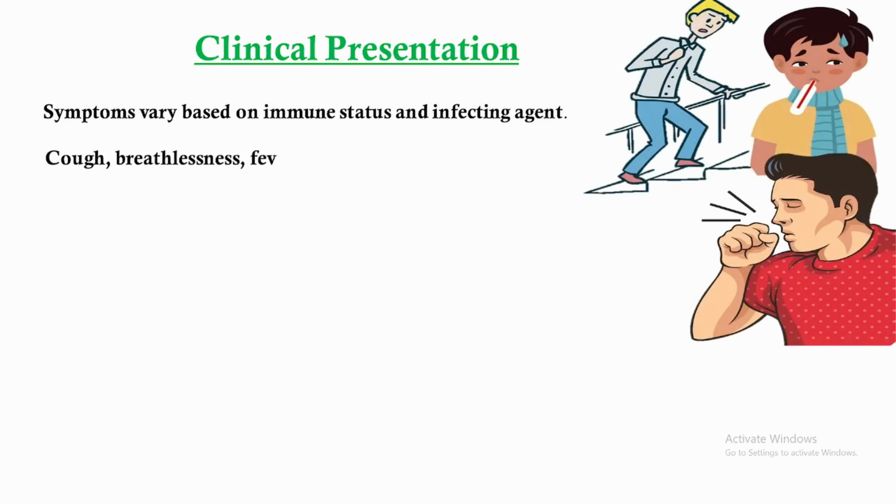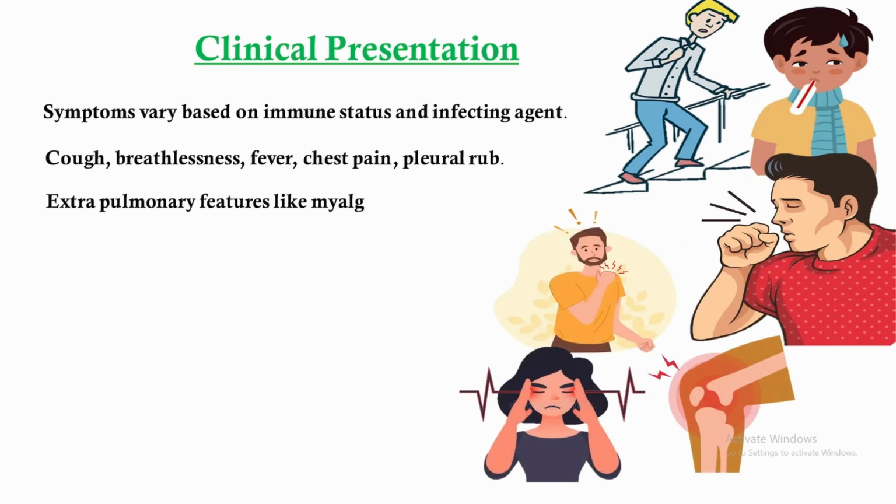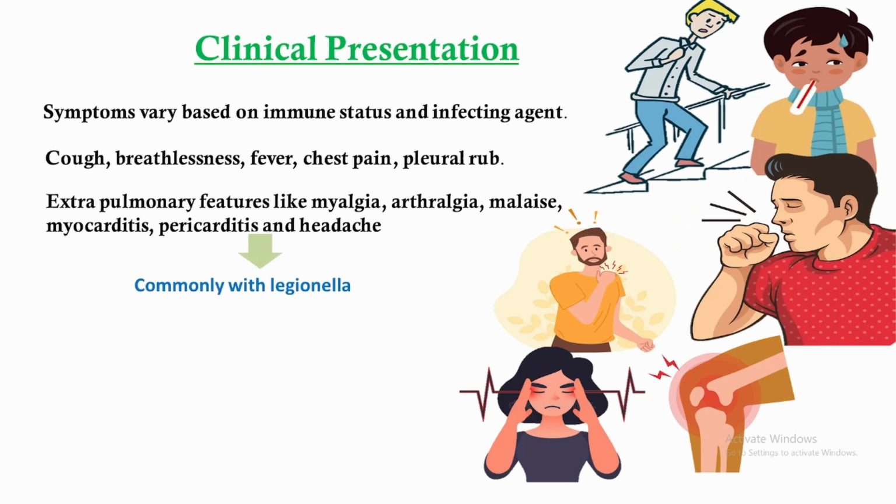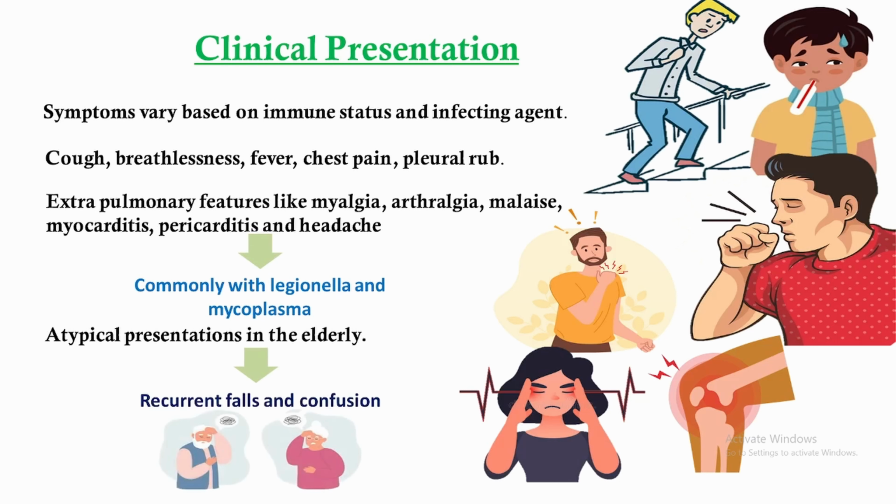Clinical presentation varies according to the immune state of the patient and the infecting agent. A dry or productive cough, sometimes with hemoptysis, breathlessness, and fever, which, if swinging, may indicate empyema. Chest pain is commonly pleuritic in nature, and a pleural rub may be heard early in the illness with auscultation. Some extrapulmonary features like myalgia, arthralgia, malaise, myocarditis, pericarditis, and headache are common with atypical organisms like Mycoplasma pneumoniae and Legionella. In the elderly, community-acquired pneumonia can present with confusion or non-specific symptoms, such as recurrent falls.